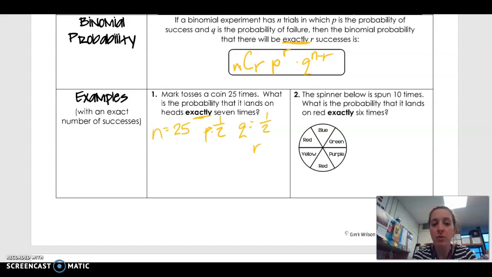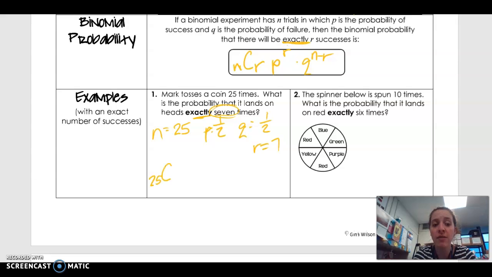And my R value here is going to be 7, and I get that because it's looking at exactly 7 times. Okay, so now I can take this information and plug it into my formula above and come up with what we're looking at.